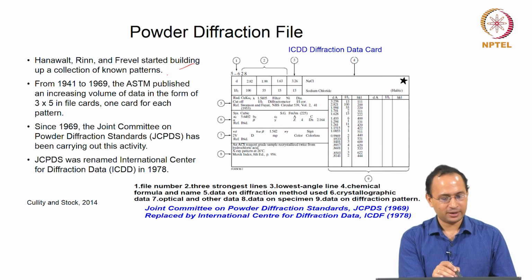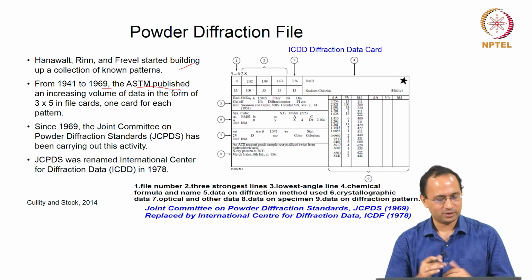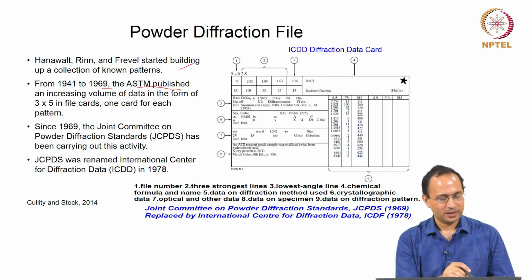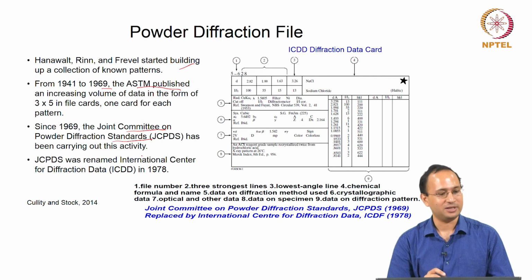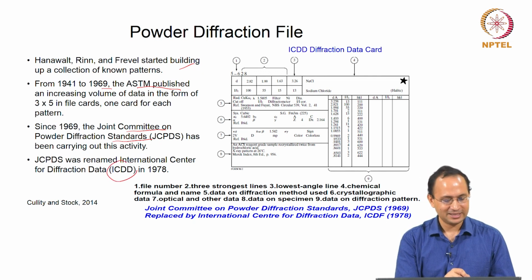A lot of work was started by Hanawalt, and from 1941 to 1969 ASTM published more and more data. Since 1969, the JCPDS, the Joint Committee on Powder Diffraction Standards, has been carrying out this activity, but it was renamed ICDD.